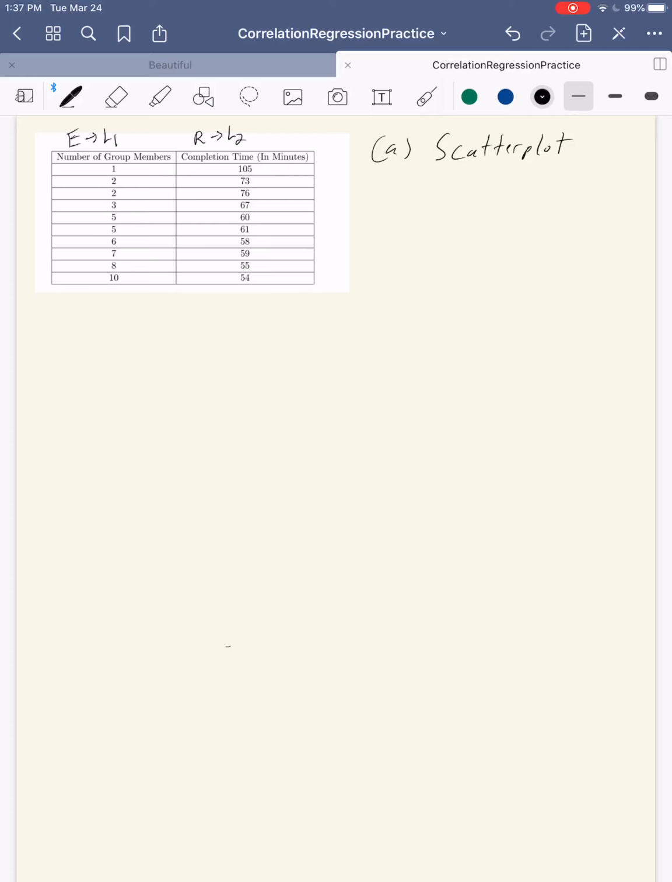All right, so we can start drawing our scatter plot. Give yourself a coordinate axis. Then this is going to be our explanatory variable, which is the number of members here. It looks like that ranged anywhere from 1 up to 10. So we can just go 1, 2, 3, 4, 5, 6, 7, 8, 9, and 10. And we'll label those real quick.